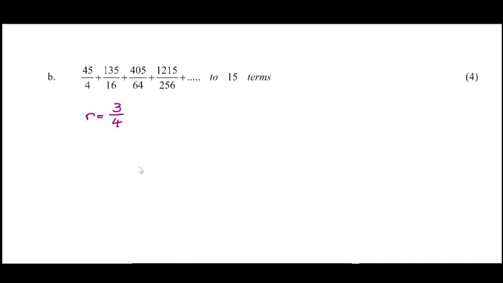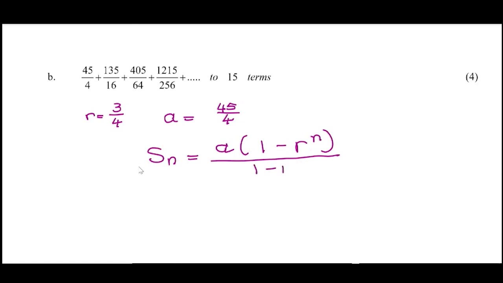As soon as I write down r, I'm saying it's a geometric progression. I also know that a is 45 over 4, and I know that I'm trying to find a sum. So I'm going to use my sum formula, which looks like this. It's given to us on the formula sheet. a(1 minus r to the n) over 1 minus r. And I'm going to put in all these numbers.